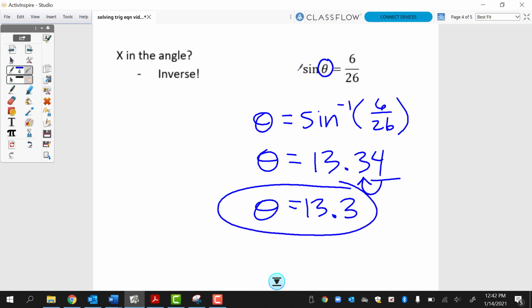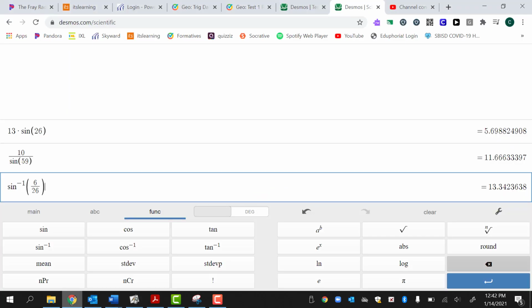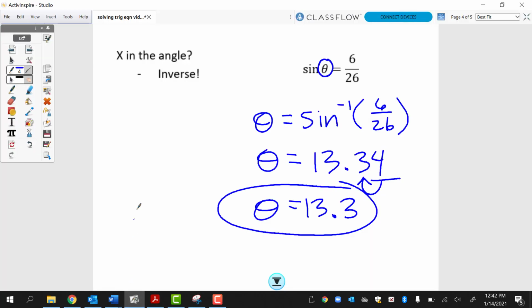If this said cosine or tan, then instead of sine to the -1, it would say cosine to the -1. And we saw that that was an answer in here. So you guys are going to go start and you're going to solve your equations and actually get an answer this time.